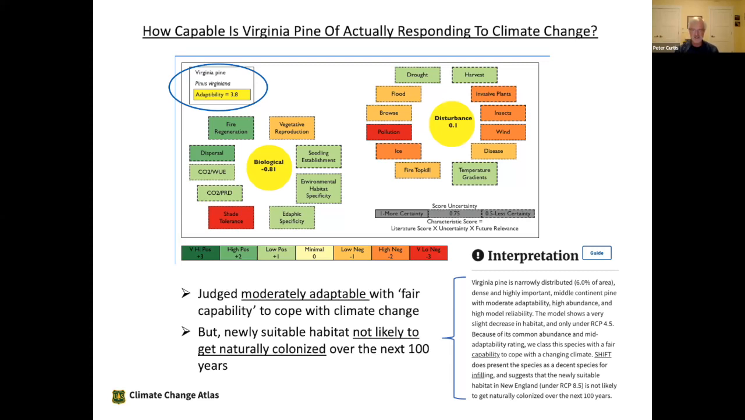This species was judged moderately adaptable with fair capability to cope with climate change, but comes with this caveat that this newly suitable habitat in New England is not likely to get naturally colonized over the next 100 years. It's simply too far away. Our climate change velocity is too high. So while it's adaptable to climate change, it's clearly limited in terms of its ability to track its habitat, at least as it's moving north. So this is a species that we know a lot about.